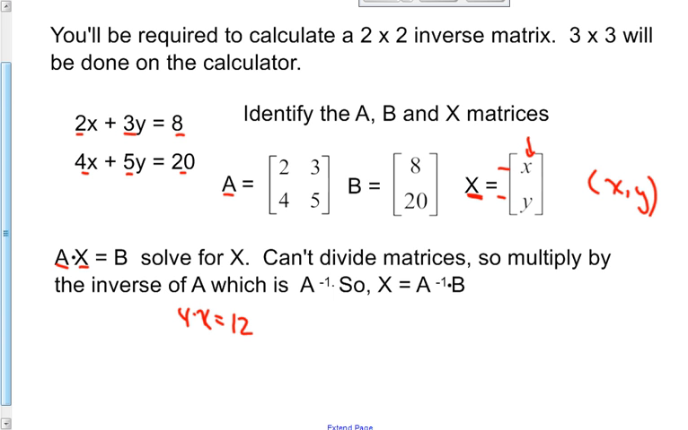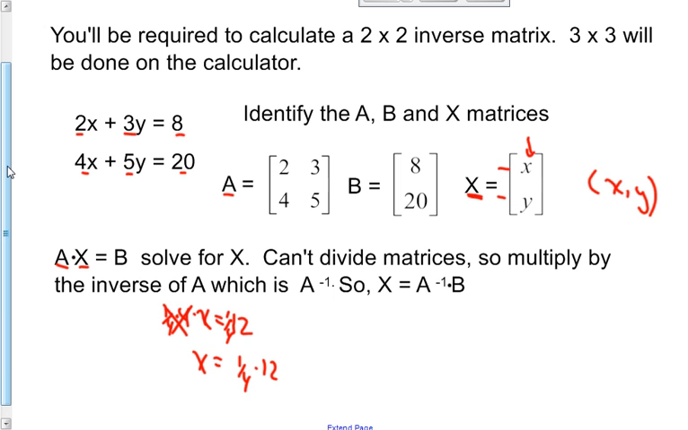Well, dividing by a number is the same as multiplying by the reciprocal, or multiplying by the inverse. So what we could do instead is multiply by 1/4, and we would do that on both sides. That's the way that we'll get that number out of there. And then x will be equal to 1/4 times 12. We're going to do that exact same process with matrices.